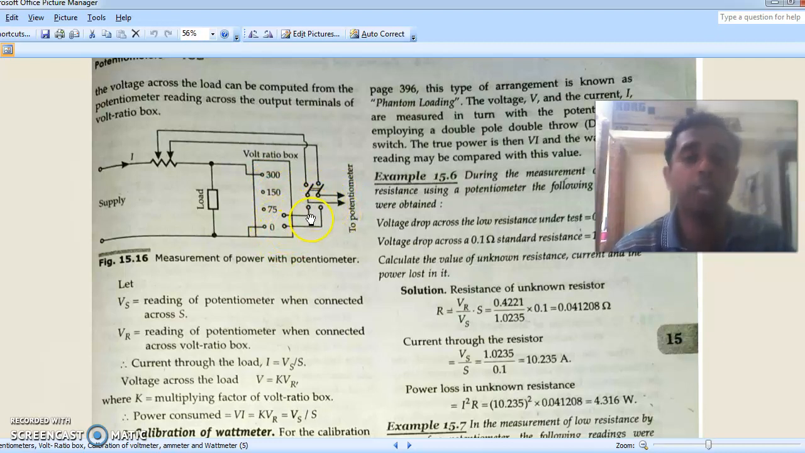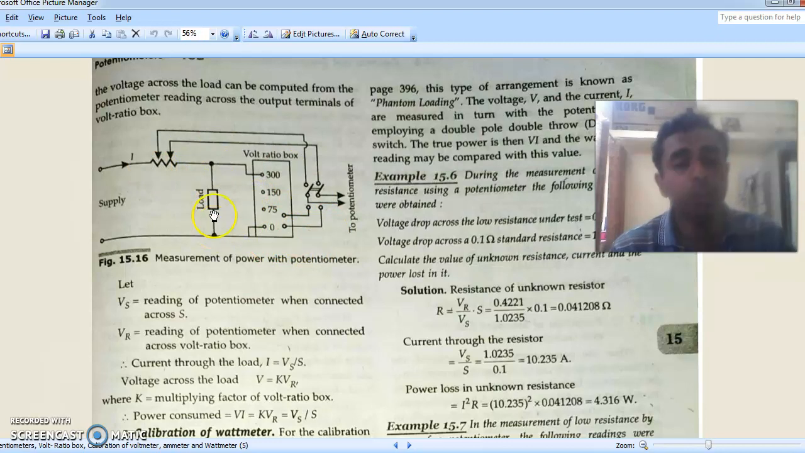By having that voltage across the potentiometer, by multiplying that potentiometer voltage by a scaling multiplying factor, we'll get the actual voltage here. So two ways. One is after closing this switch, we'll get the voltage drop across this resistance. That voltage drop divided by the resistance value, you get the current value.